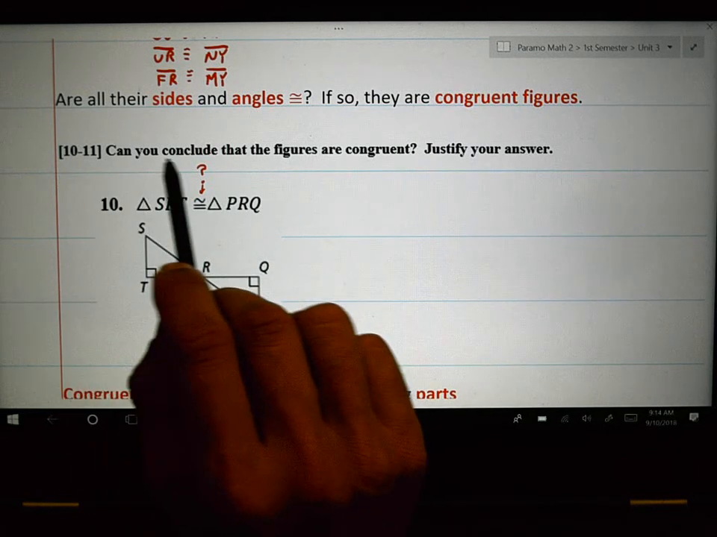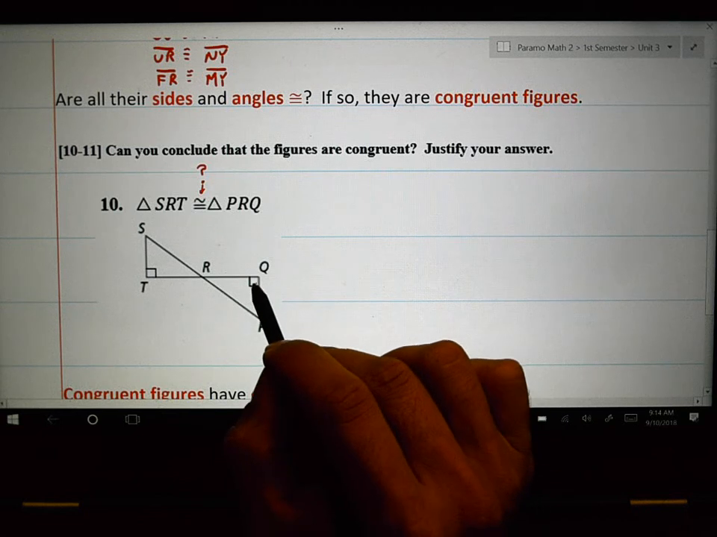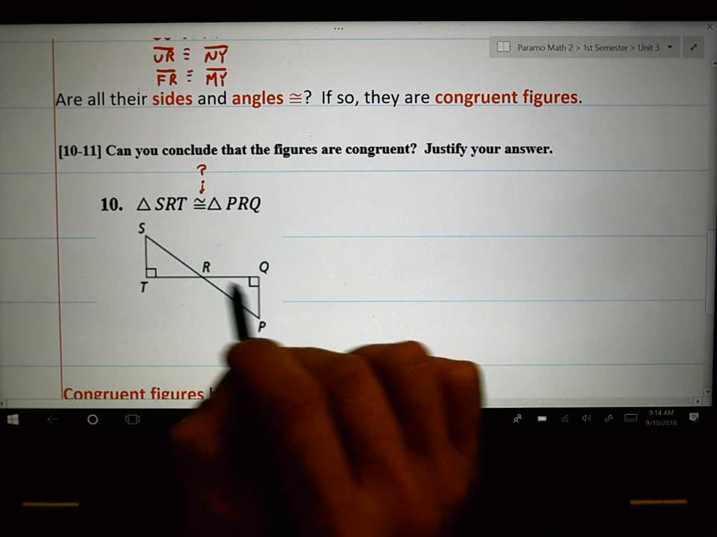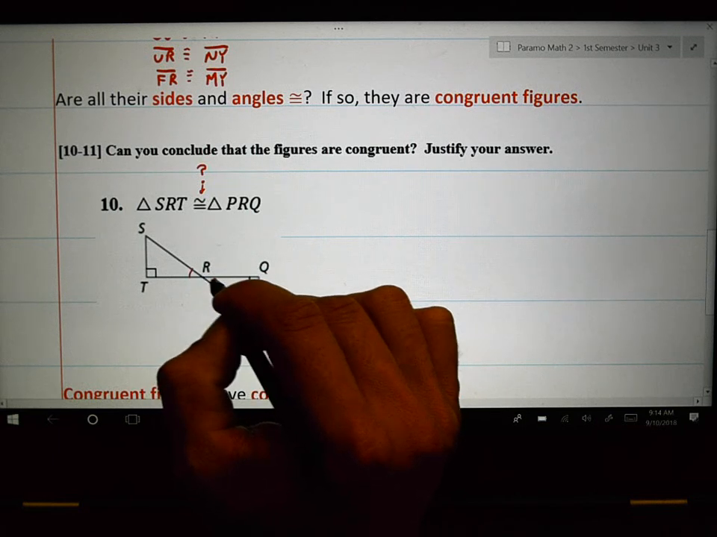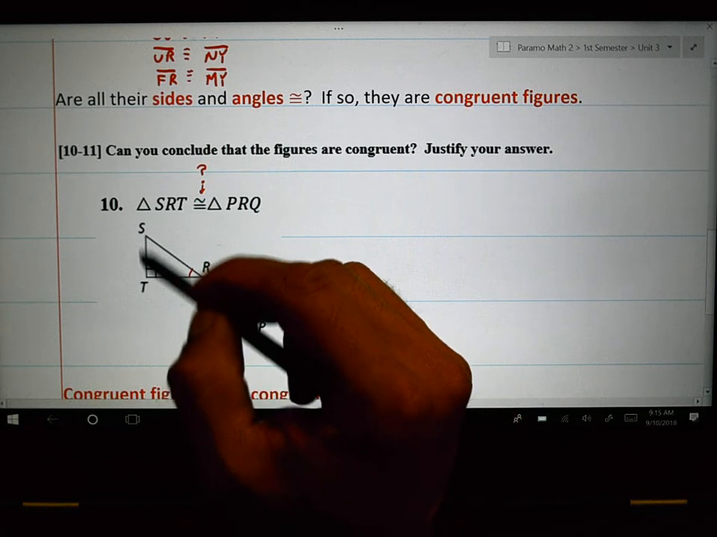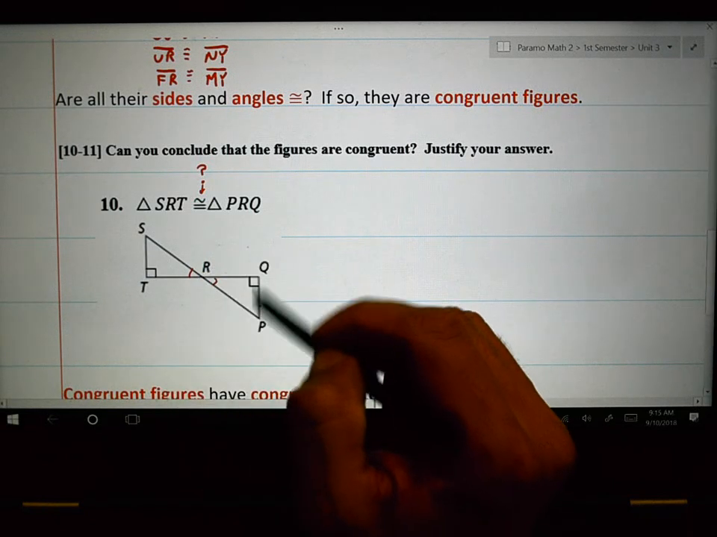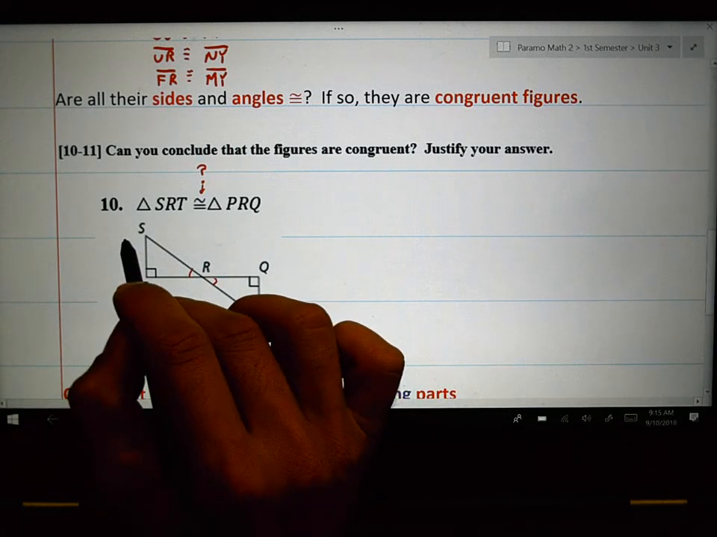Number 10, can you conclude that they are congruent? Well, let's look. Are all their angles the same? This angle is the same as that angle, yeah? Vertical angles are the same. These angles are going to be the same as each other. Do I know if side ST is congruent to side QP? Does it say anywhere that those are equal in measure? Does it say that they're equal anywhere? Do you have any congruent marks? You do not.